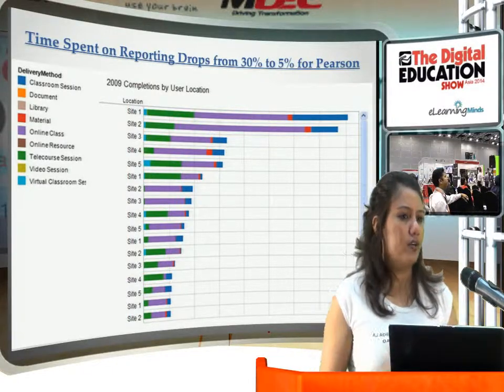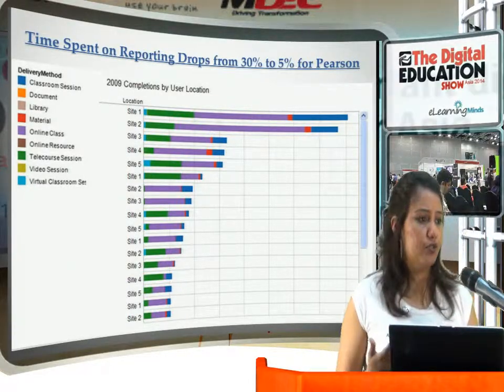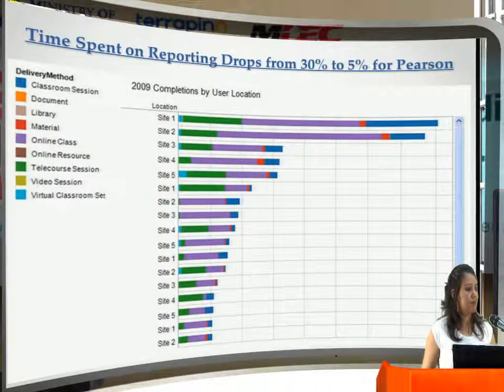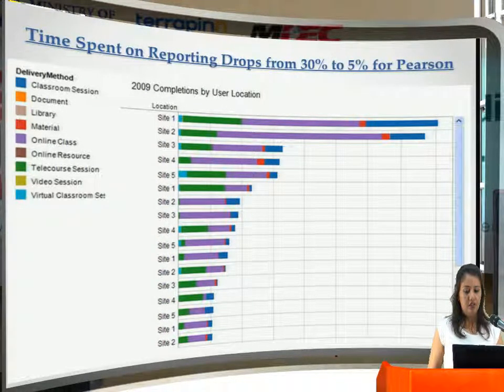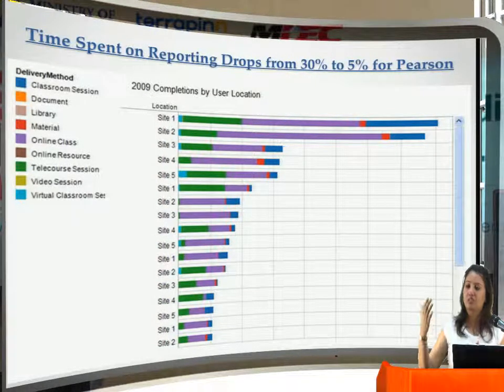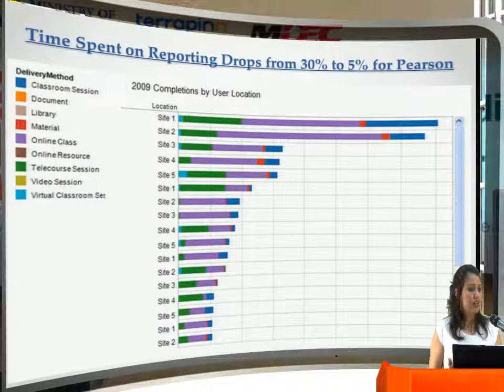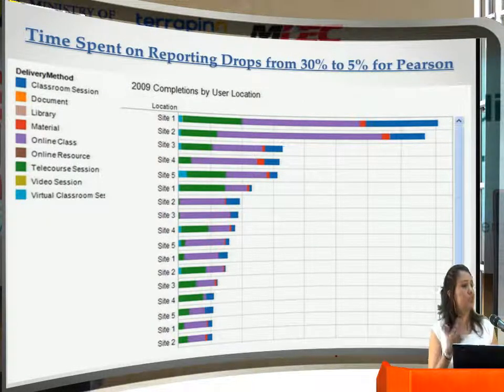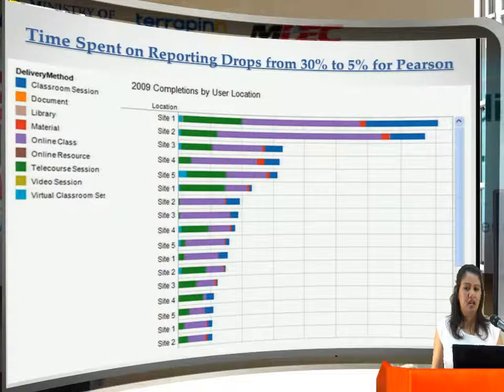Again, I can go on and on about the usage of Tableau by universities. This is about the time spent on reporting. The time on reporting dropped from about 30 to 5%. So they were not spending days on reporting, but it could be done in about half an hour or 1 hour. They can quickly prepare a dashboard.